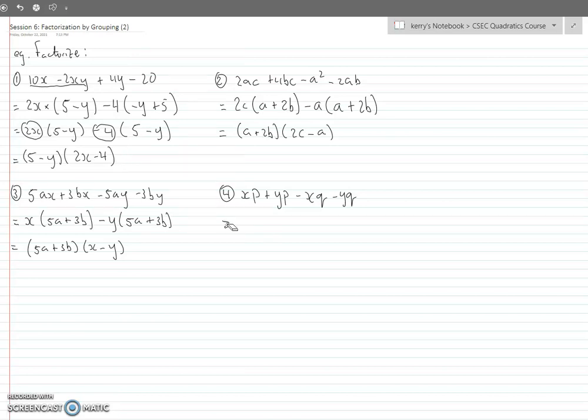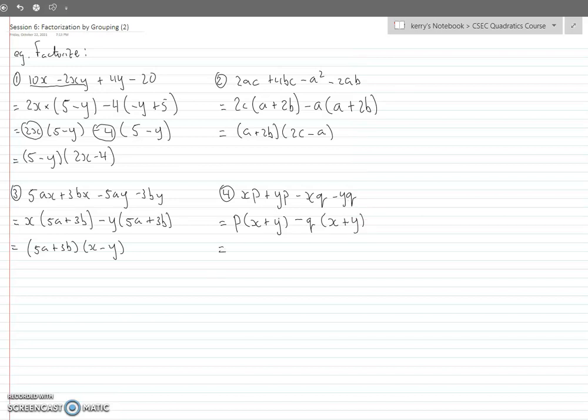All right, so let's go again. This pair here, our common term is p. So let's factor out that p. xp divided by p is x, plus yp divided by p is y. Now, if I choose to take out the negative, and the common term is q, minus xq divided by minus q, negative divided by negative is a positive. The q's will cancel to give you x. Minus yq divided by minus q is plus y.